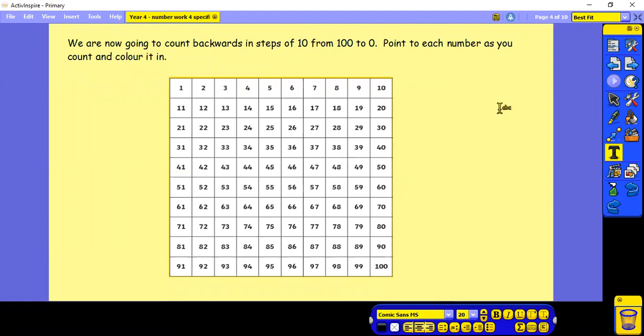We're going to count backwards in steps of 10 from 100 to 0. Point to each number as you count and colour it in. And I am just going to add 0 in here. Off you go, you have a try.